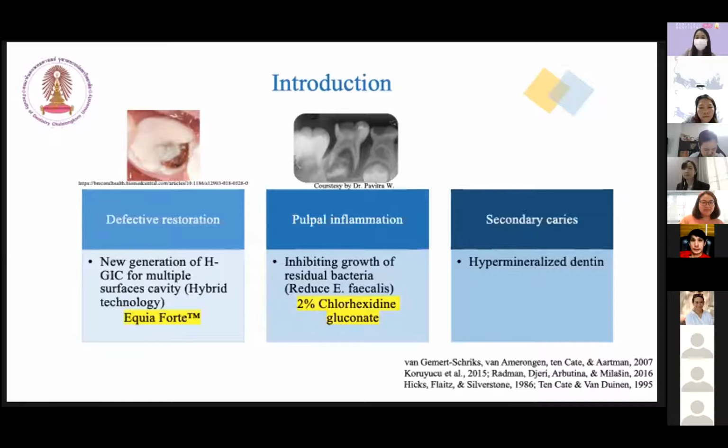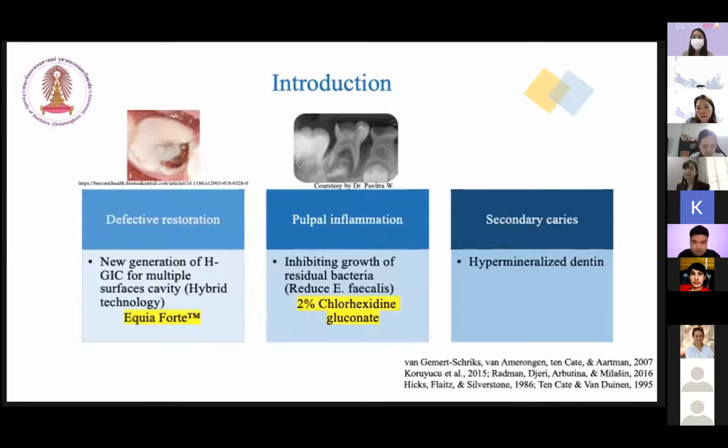The factor of pulpal inflammation. Bacteria in deep caries lesion, which are difficult to eliminate, and are known to induce pulpal and periapical inflammation in the long term, can be inhibited by 2% chlorhexidine gluconate. And the last factor is secondary caries.